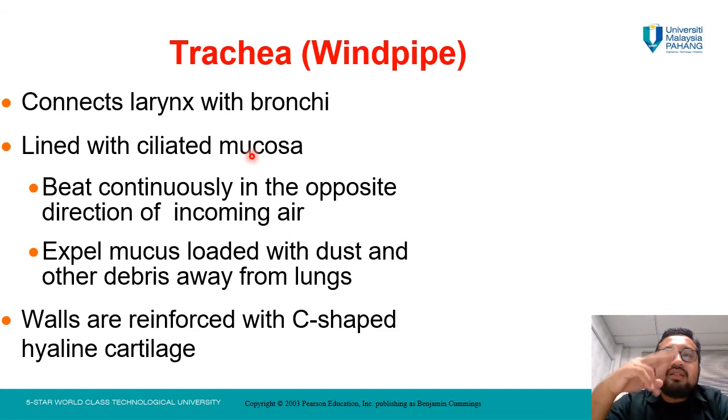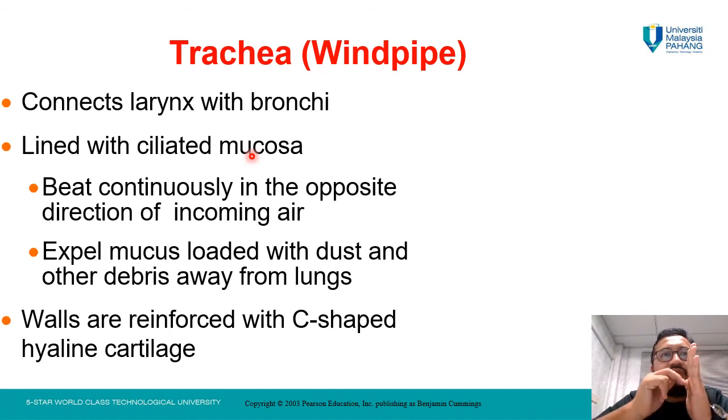Ciliated means that there is a hairy structure on the cell. Okay, imagine this is a tube. This is a trachea, and lining inside is a squamous cell. The squamous cell has cilia, like what you learn in microbiology, hairy appendages.